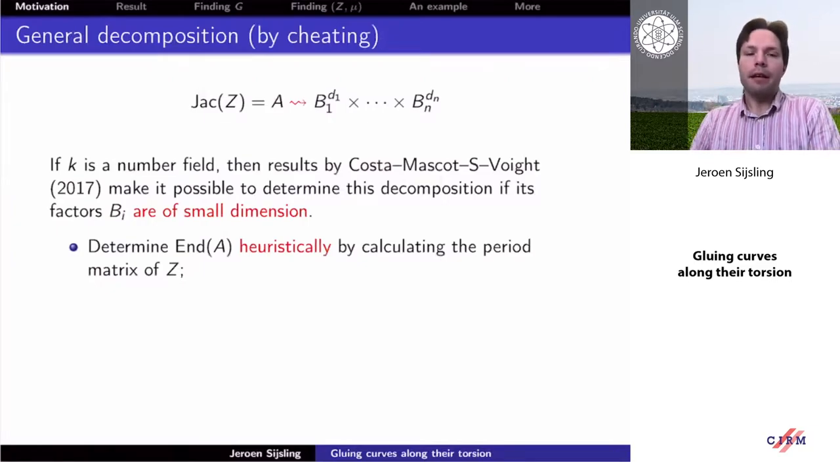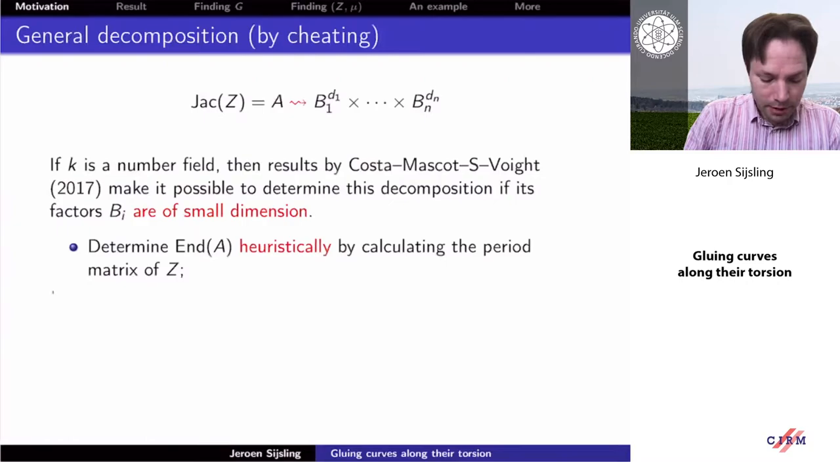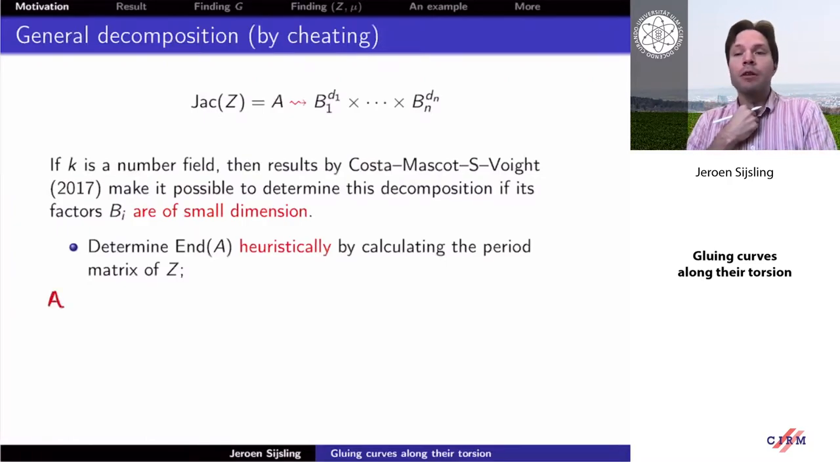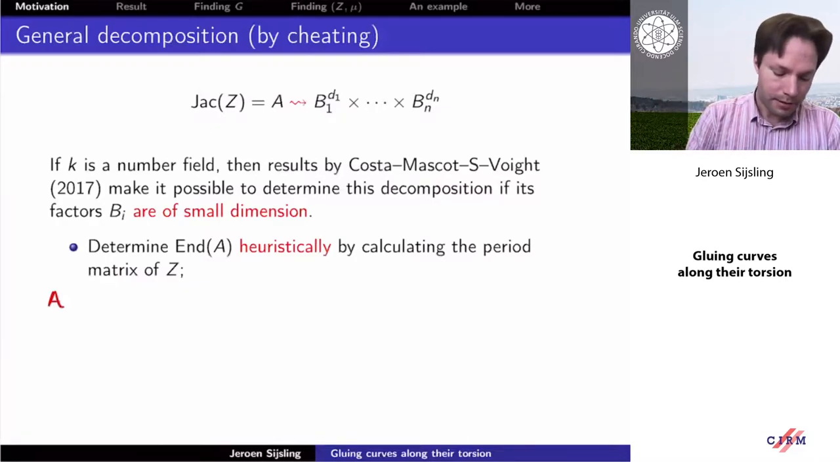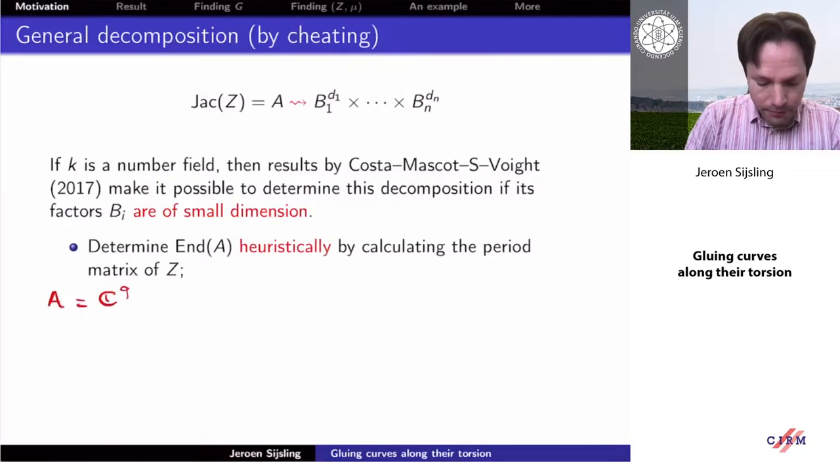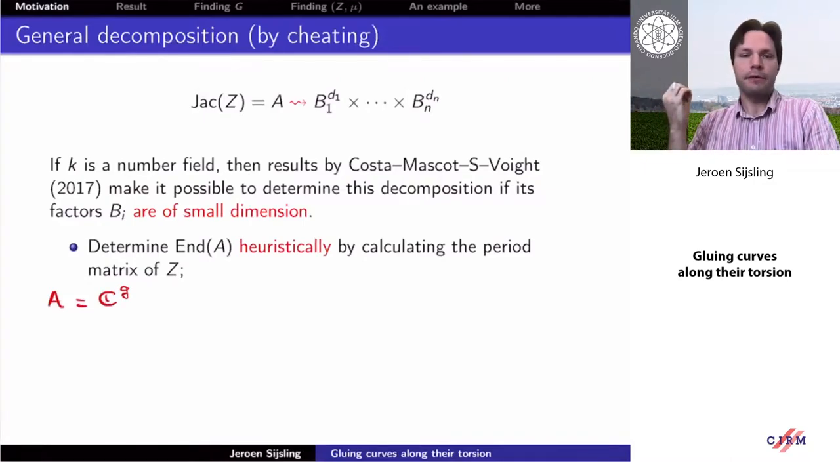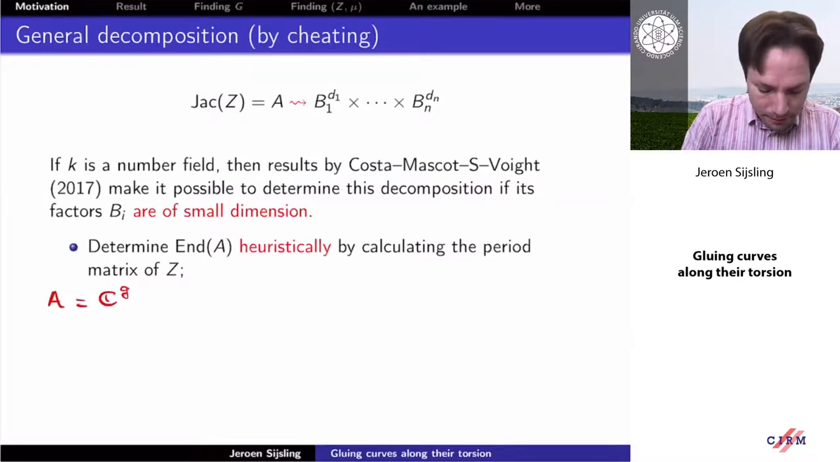Because given a curve Z, you know what this abelian variety looks like over C. Over C, this abelian variety A is nothing but a complex torus. That is to say, it is the quotient of C to the power g, where g is the genus of this curve Z, by a lattice.